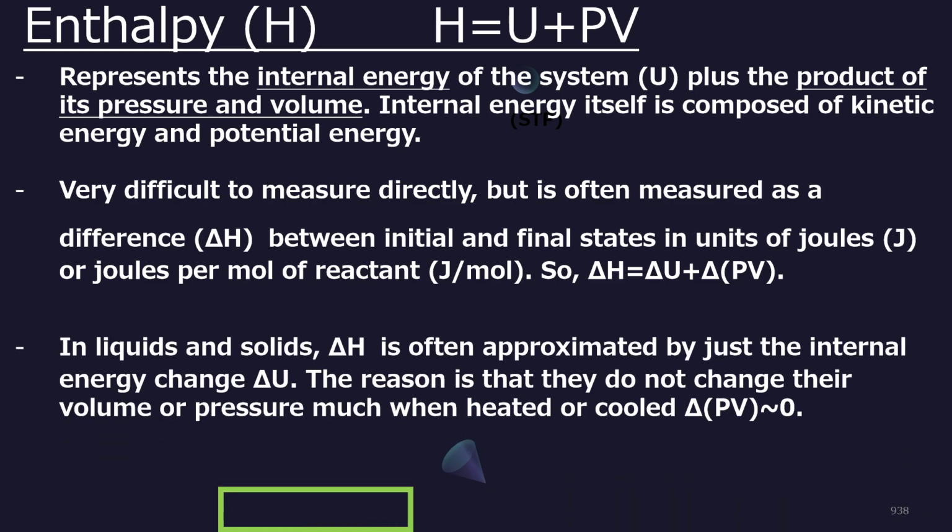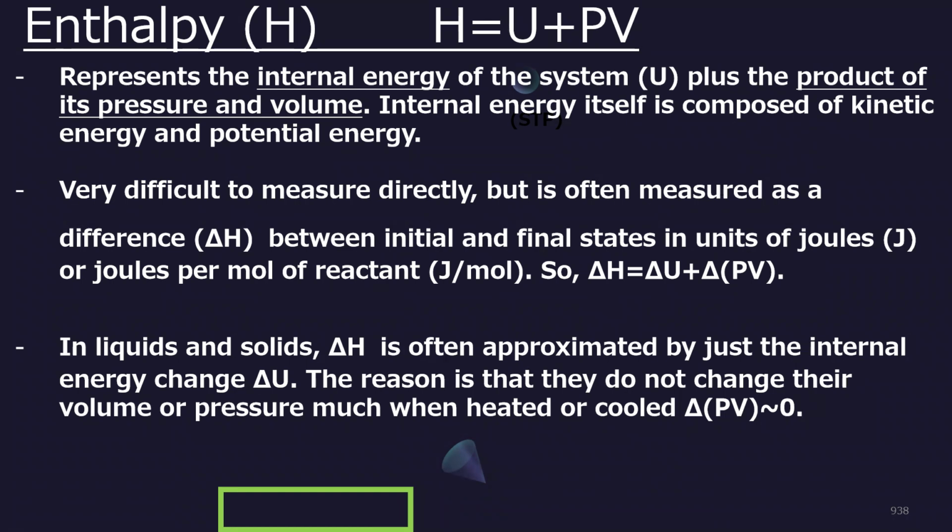Now, we're going to simplify this even further. In liquids and solids, delta H is often approximated by just the internal energy change, delta U. And the reason is that they do not change their volume or pressure when heated or cooled very much. And it's even beyond this. If we're doing this in an open laboratory setting, we often have constant pressure on the surface of our material. And so for this P, there would be no delta P. The P is some constant, just atmospheric pressure. So it's really just the volume change we would be considering.